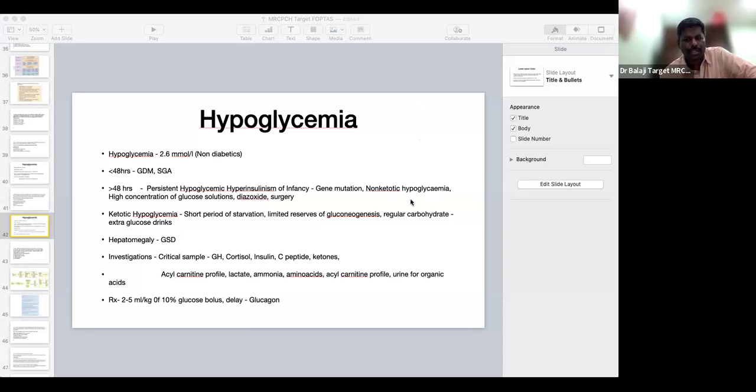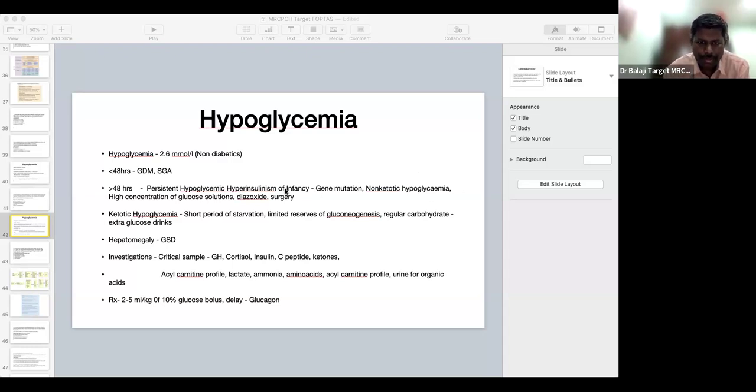In fatty acid oxidation disorders, ketones will not be produced, because finally ketones need to be produced. So two conditions where you have non-ketotic hypoglycemia are hyperinsulinism and fatty acid oxidation defect. And for fatty acid oxidation defect, we do the acyl-carnitine profile.